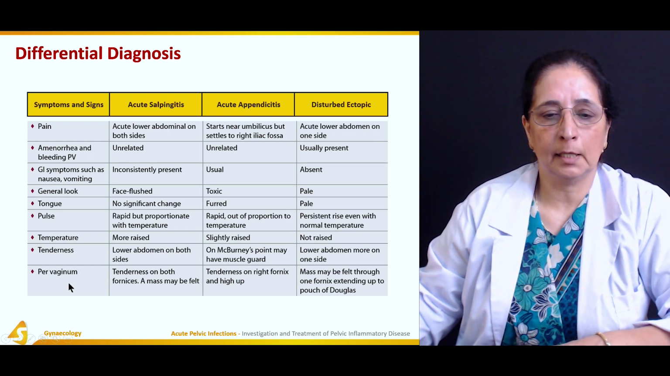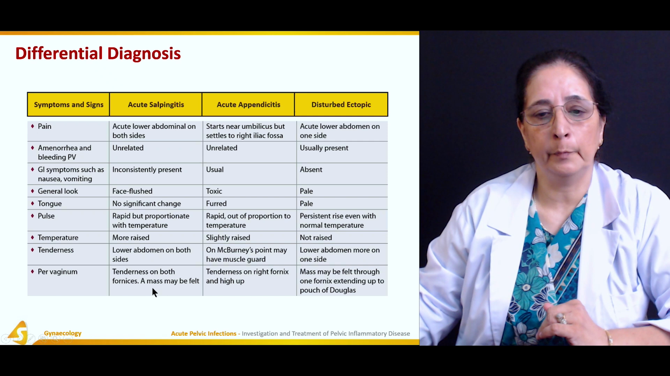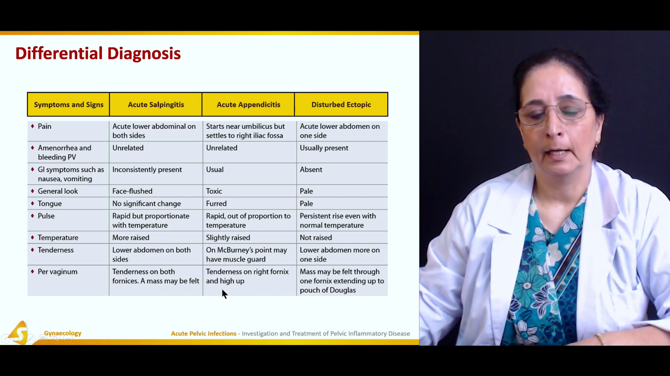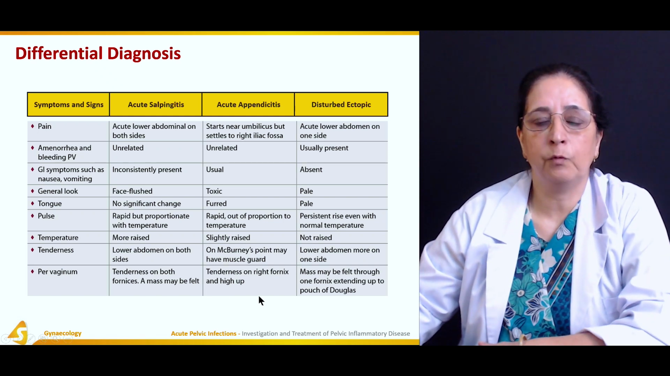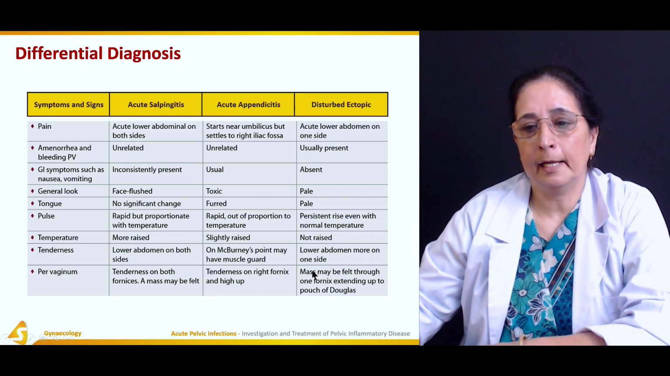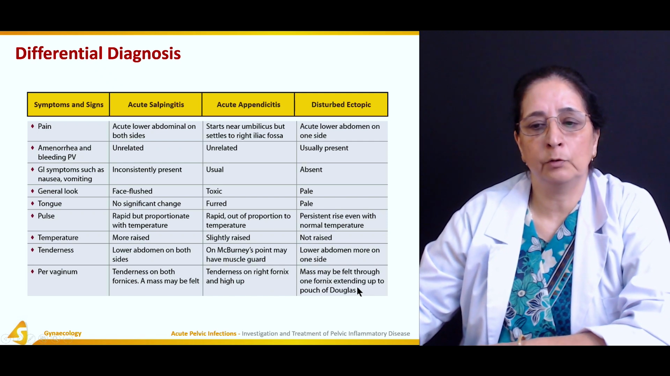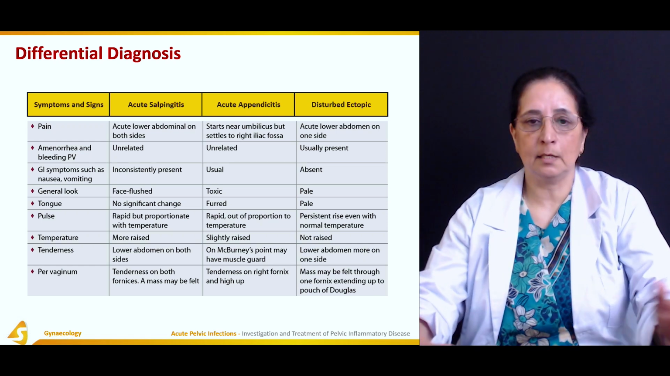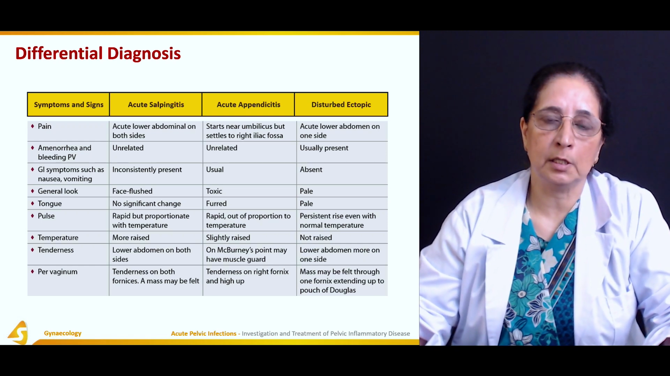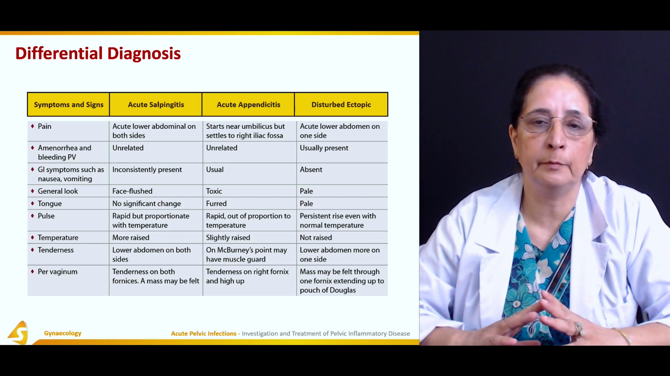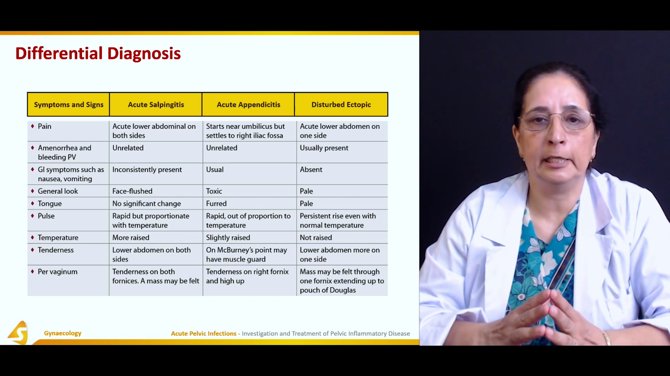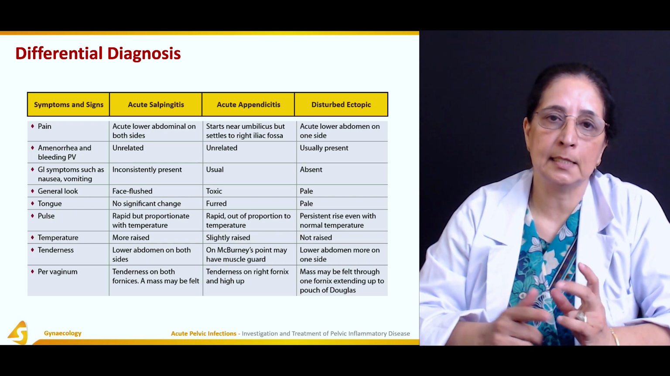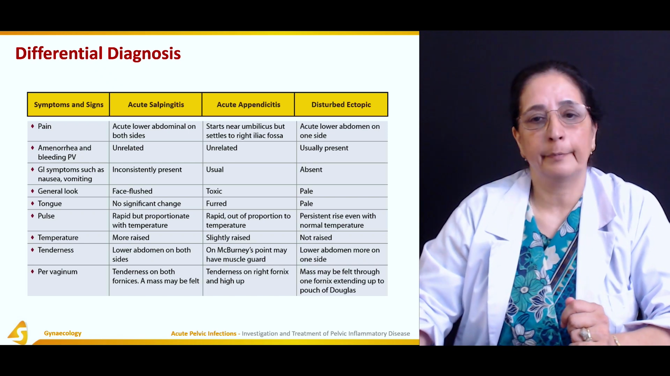Per vaginum, what are the changes? There is tenderness on both fornices, and a mass may be felt in salpingitis. In appendicitis, there is tenderness on the right fornix and high up, and then in ectopic, there might be a mass felt through one fornix extending up to the pouch of Douglas. So these are some differential diagnoses, how we can differentiate between three very common conditions that can be confused: acute salpingitis, appendicitis, and the ectopic pregnancy.